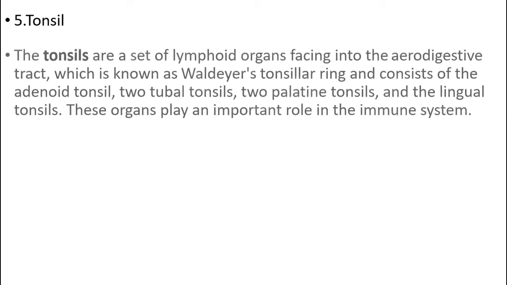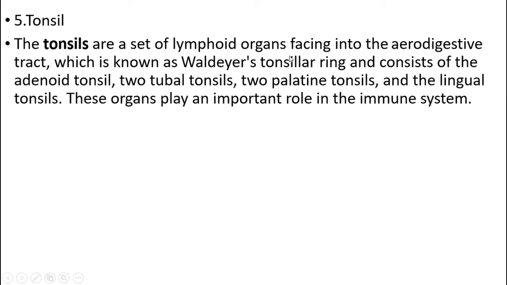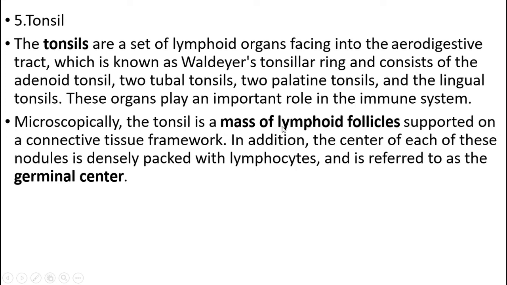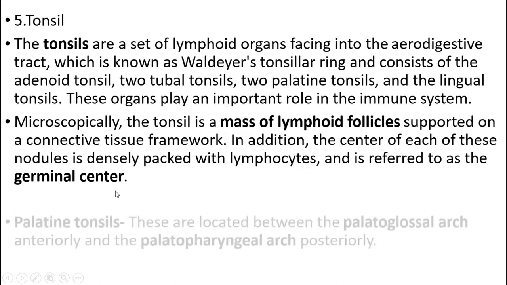Next question is tonsil. The tonsils are a set of lymphoid organs facing the digestive tract, known as Waldeyer's tonsillar ring, and consist of the adenoid tonsils, two tubal tonsils, two palatine tonsils and the lingual tonsils. These organs play an important role in the immune system. Microscopically, the tonsil is a mass of lymphoid follicles supported on a connective tissue framework. In addition, the center of each of these nodules is densely packed with lymphocytes and is referred to as the germinal center.